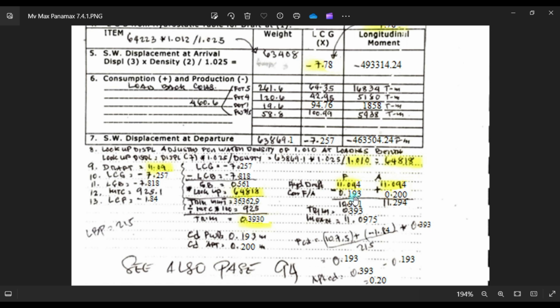You apply the change of drop forward, which is 0.193, and up you apply the change of drop of 0.20, which is this one. So forward, you subtract this 0.193, so your departure drop will be 10.0901, and up drop, you add this change of drop up, and you will have a value of 11.294.